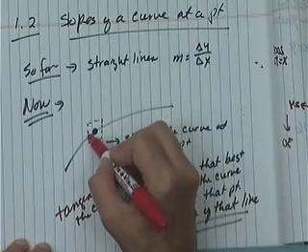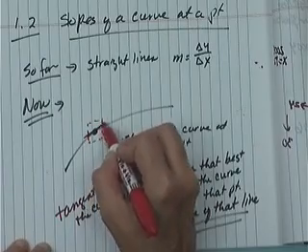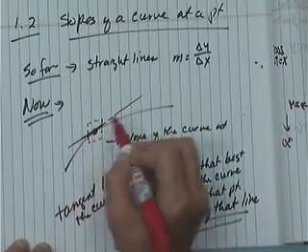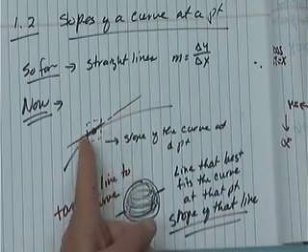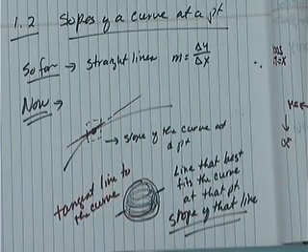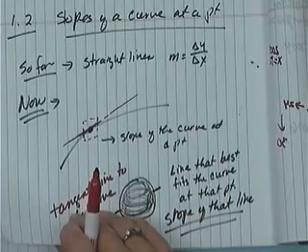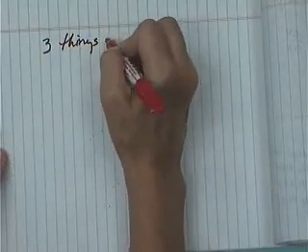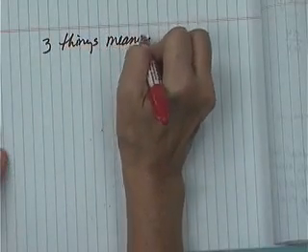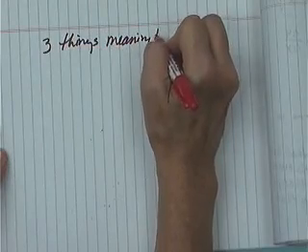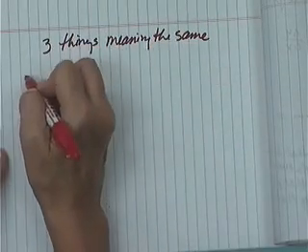So the line that best describes it. And then you just extend it. And if we get the slope of the tangent line, then that will give us the slope of the curve. Okay? So what you will want to start processing in your brain are 3 things that mean the very same thing.